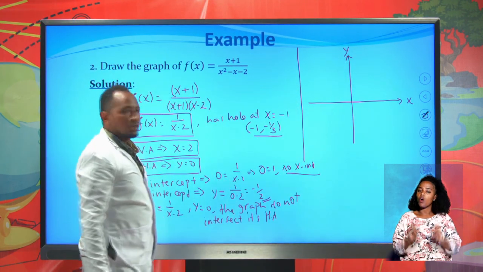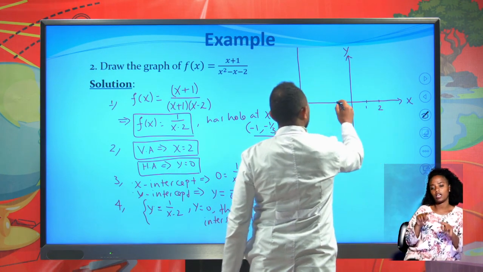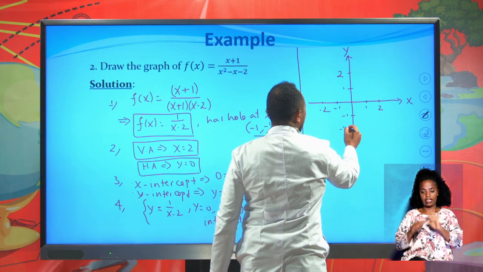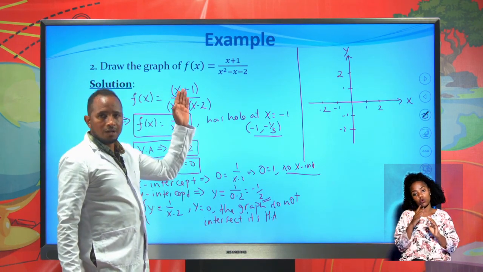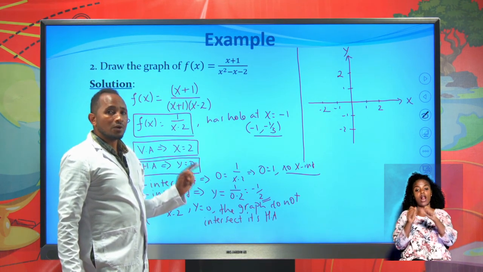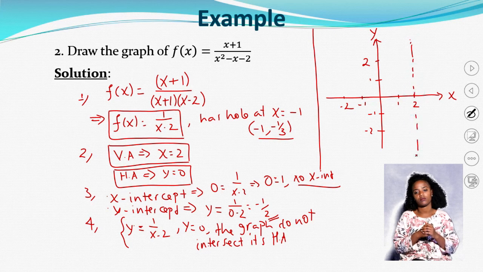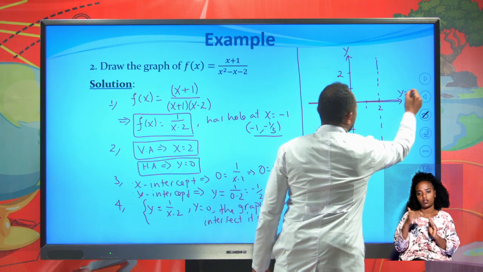Okay, now let's put the asymptotes first. Let's divide this to be 1, 2, negative 1, negative 2, and again here, 1, 2, negative 1, negative 2. The vertical asymptote is the vertical line x equals 2. Draw the vertical line x equals 2 with a broken line since the graph does not cross it. And draw the horizontal asymptote using a solid line. It is y equals 0, which is the x-axis.